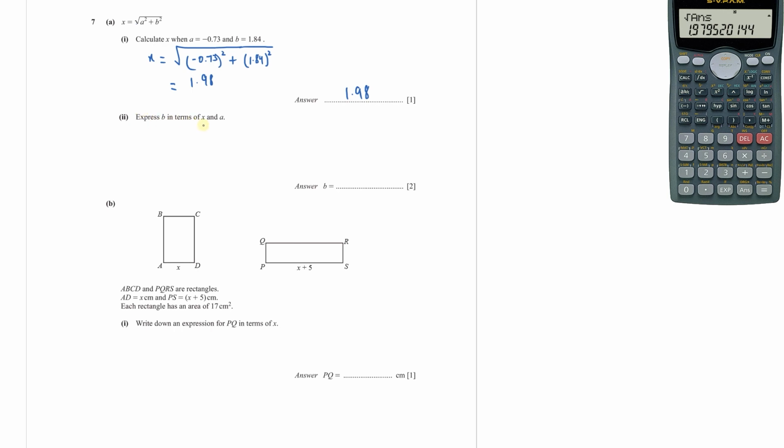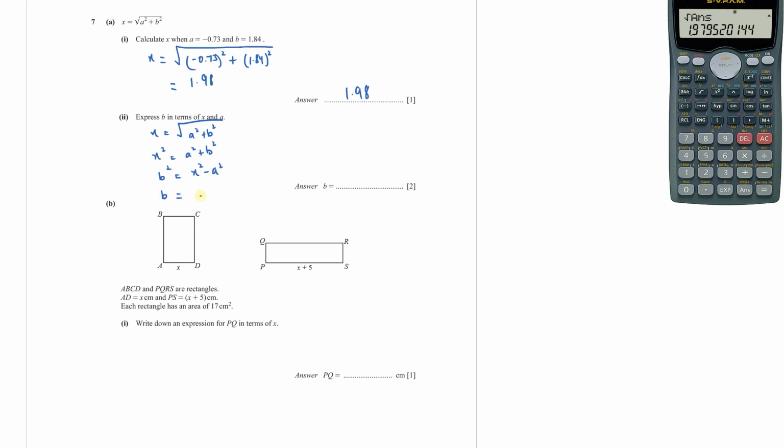Express b in terms of x and a. So you're given x equals the square root of a squared plus b squared. I can square both sides, so I get x squared equals a squared plus b squared. Then I can take a squared to the other side, so I can write b squared equals x squared minus a squared.